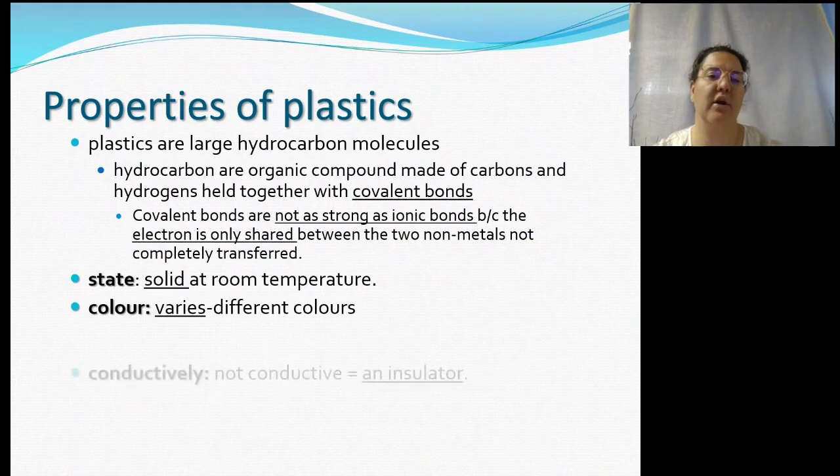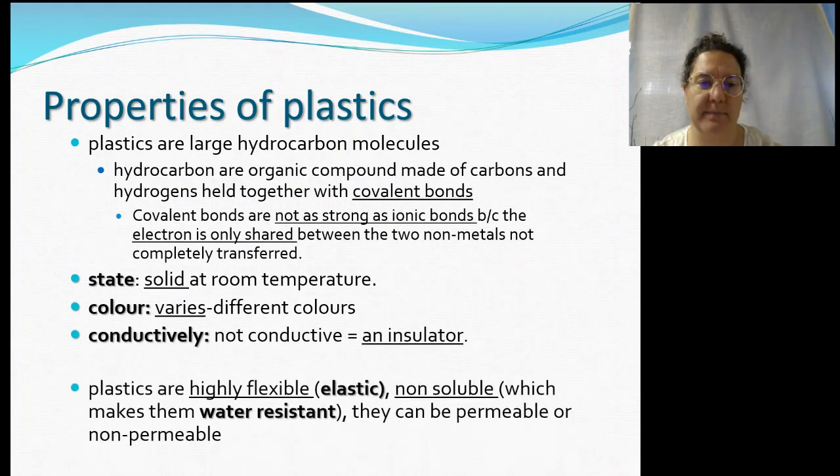So, plastics are large hydrocarbon molecules. Hydrocarbons are organic molecules made up of carbons and hydrogens held together with covalent bonds because they're both nonmetals. Covalent bonds are not as strong as ionic bonds because the electrons are only shared between the two nonmetals. They're not completely transferred one to the other. So they're typically solid at room temperature.